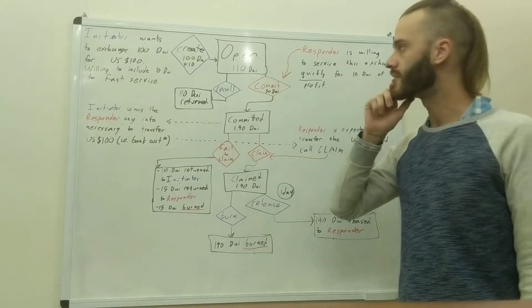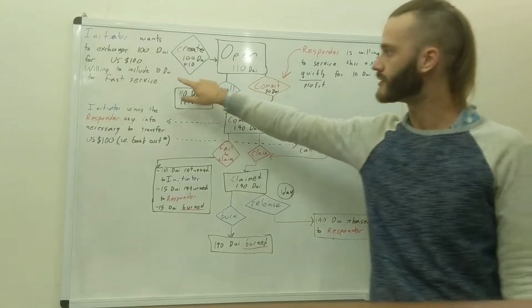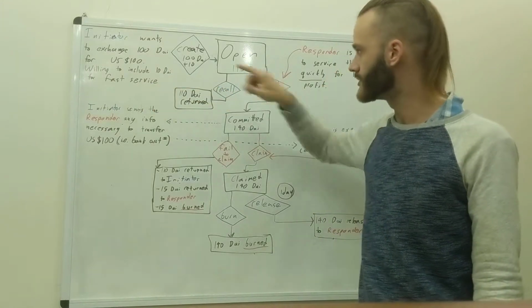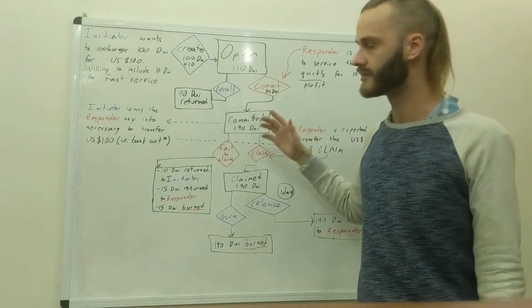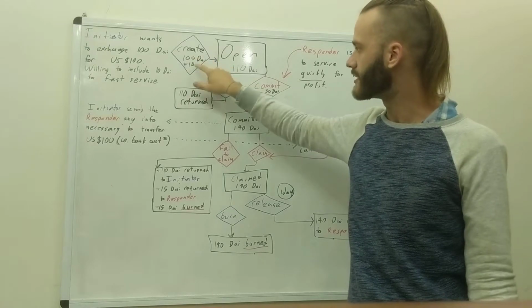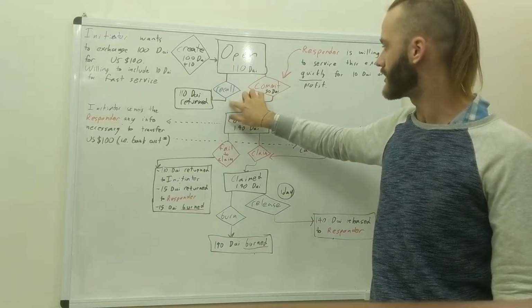So, the initiator wants to exchange 100 DAI for 100 US dollars. He's also willing to include 10 DAI for fast service. So he's going to create this contract, which right now we're calling an uncoining contract. He's going to put the 100 DAI in plus the 10 DAI of the bonus. Now, once it's open, there's two things that can happen.